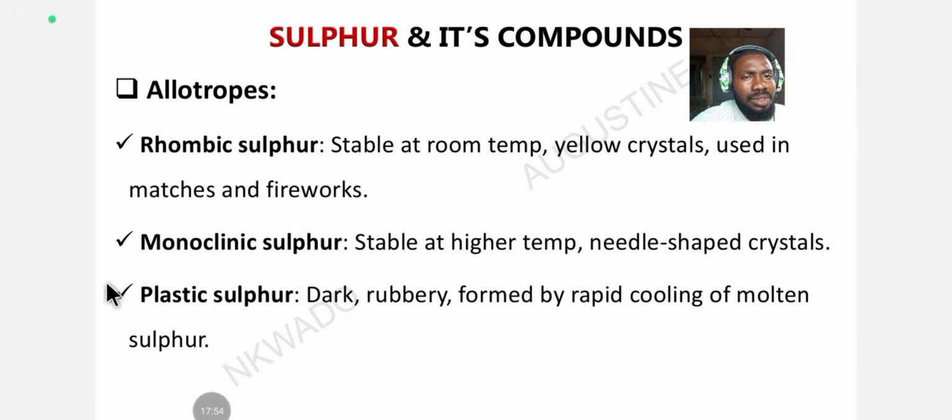The third is plastic sulfur, and this plastic sulfur is dark and rubbery. It is stretched like rubber. If you look at your textbook, you are going to see it. It's dark, rubbery, and it's formed by rapid cooling of molten sulfur.